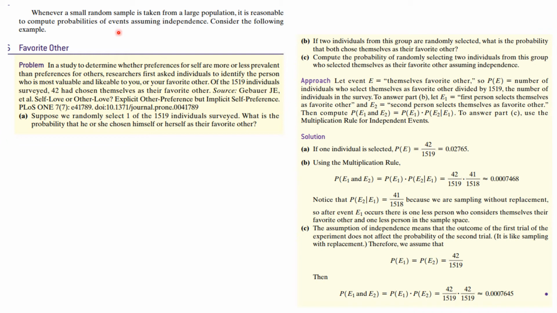Whenever a small random sample is taken from a large population, it's reasonable to compute the probabilities of the event assuming independence, sometimes.